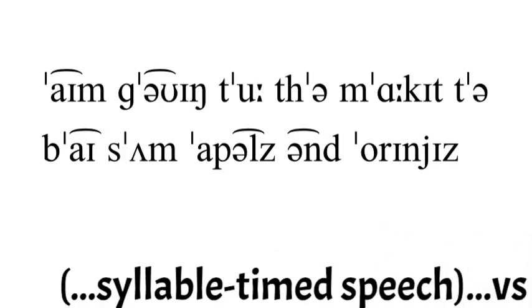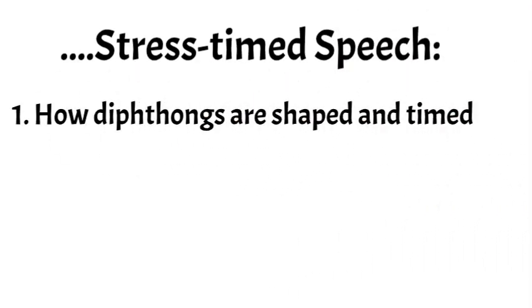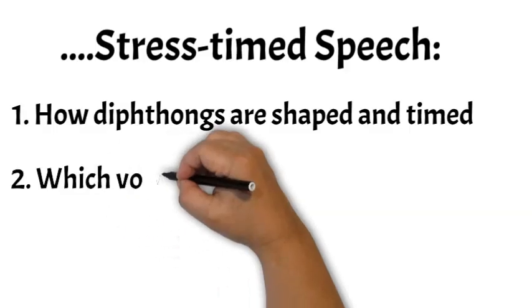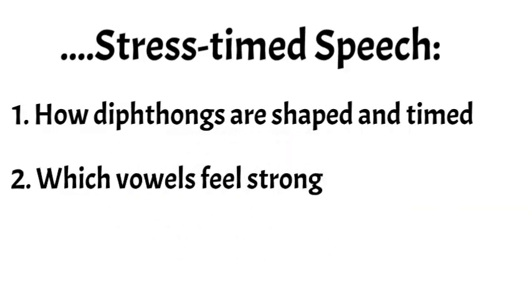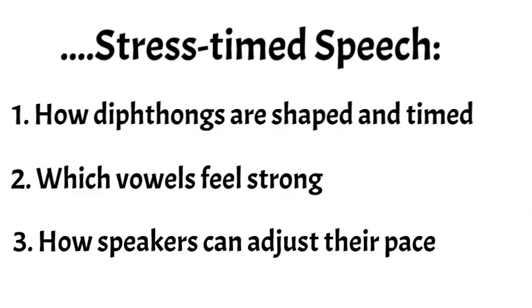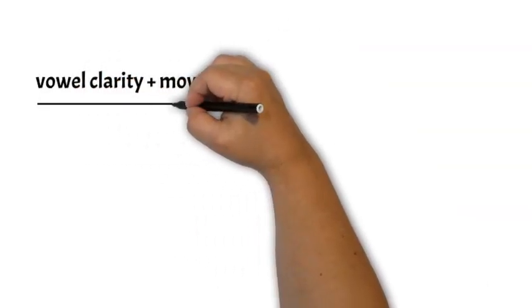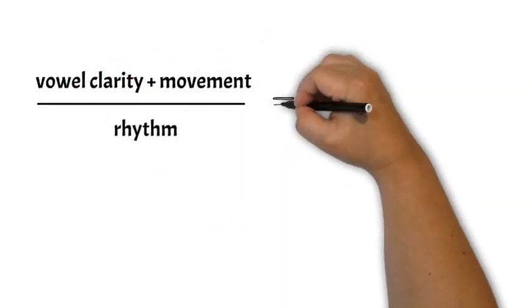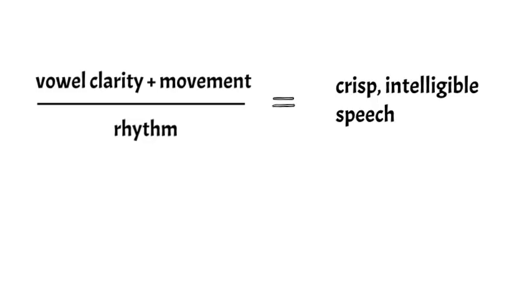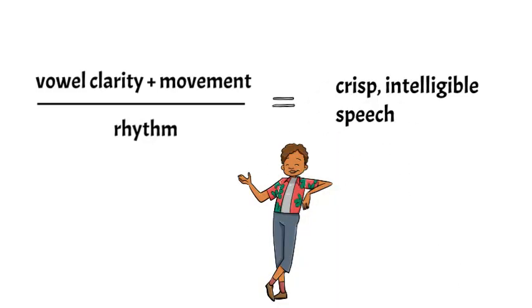This difference is a direct effect on how diphthongs are shaped and timed, which vowels feel strong or less clear in a word, and how speakers can adjust their pacing to sound more natural in English. Now that we've reinforced how rhythm shapes vowel clarity and movement, we're ready to take a closer look at how diphthongs behave within that rhythm.